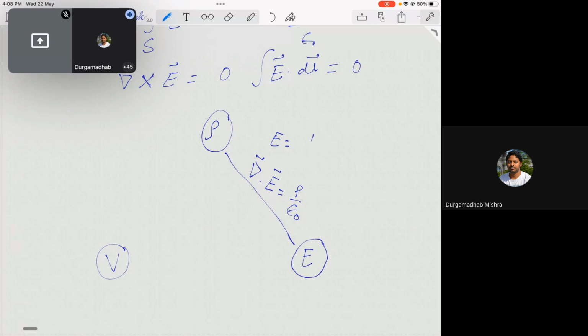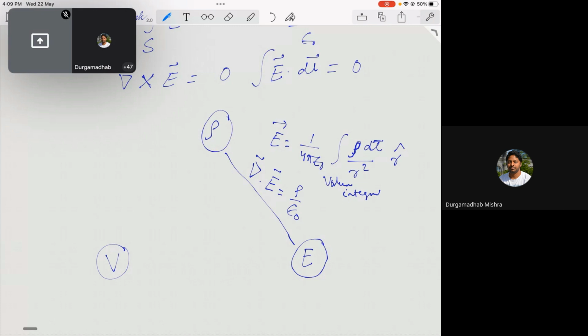Another way, which is the most rigorous way to find the electric field due to a charge distribution, is this, in a vector form: 1 by 4 pi epsilon naught times the integral of the charge density over the volume, and this represents your volume integral.